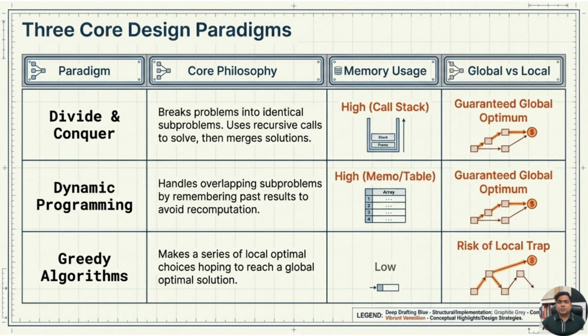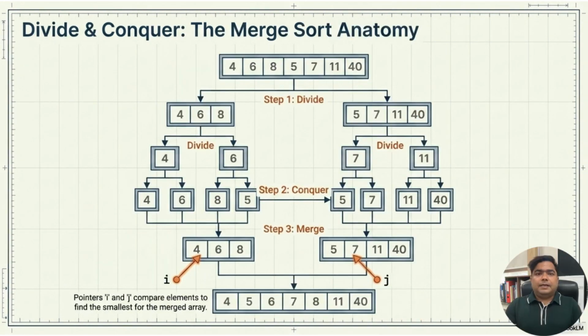So the key difference is this: divide and conquer splits and merges, dynamic programming remembers and reuses, and greedy algorithms choose the immediate best option. This slide explains merge sort, one of the best examples of divide and conquer.